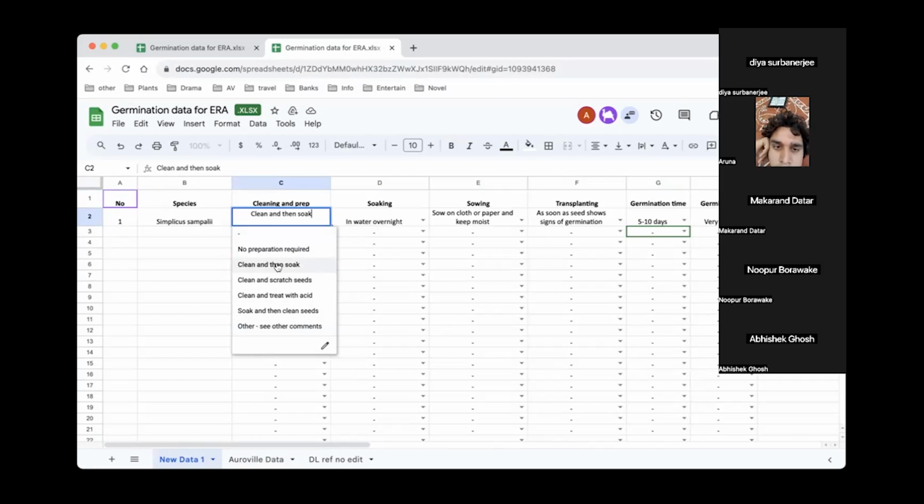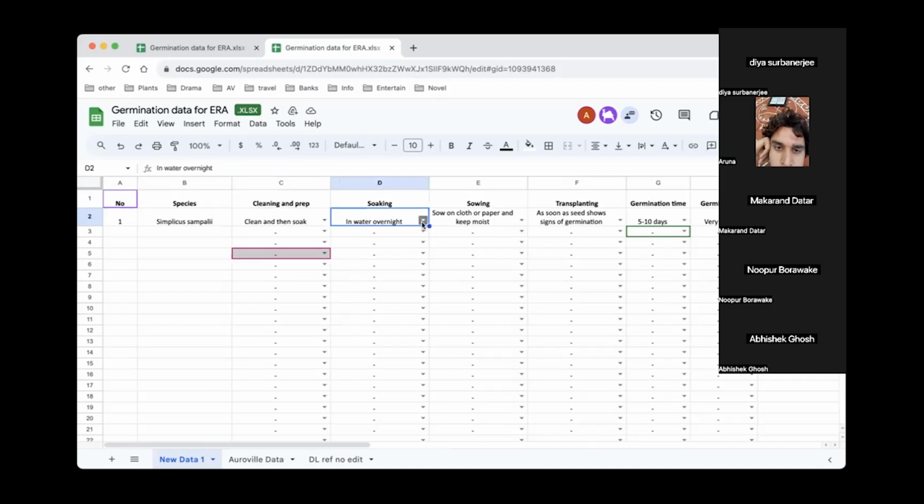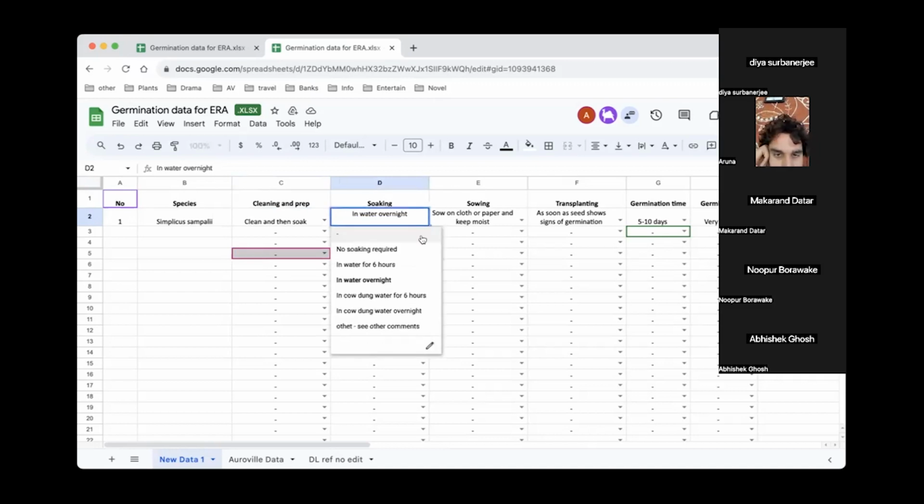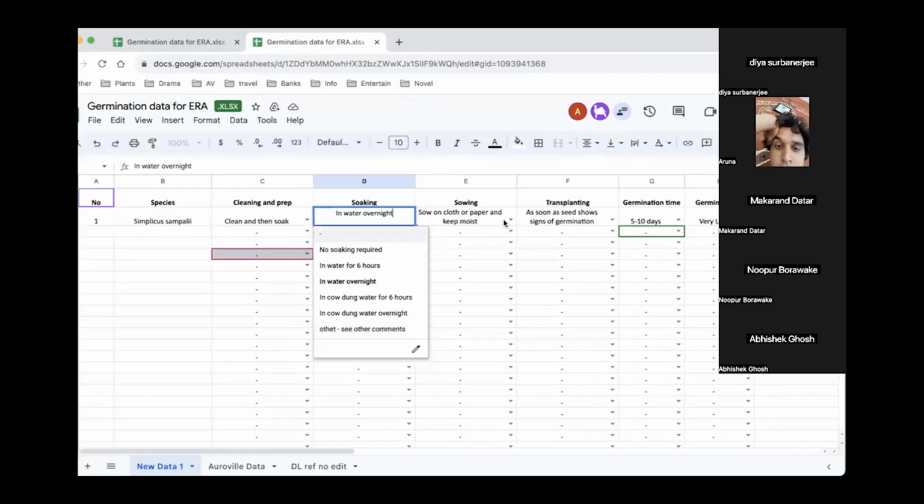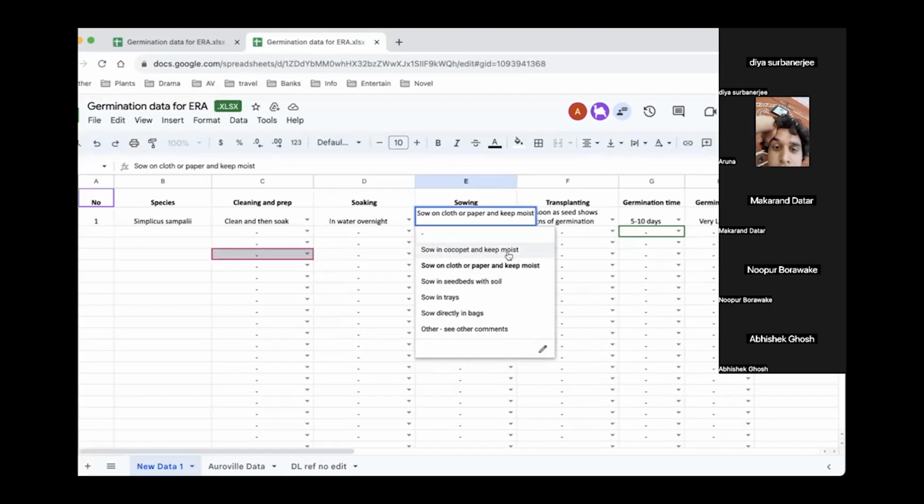So there's the cleaning and the soaking, or the cleaning and the preparation. And then for your soaking, some seeds don't require it, some do, some overnight, some in cow dung, etc. And then at the bottom, you'll always see other comments. So if there's something that you don't capture within one of those choices, then you can always go across and put extra information in the other column.